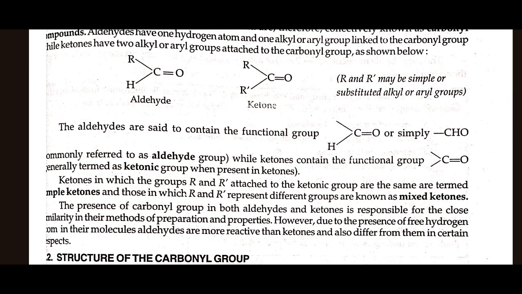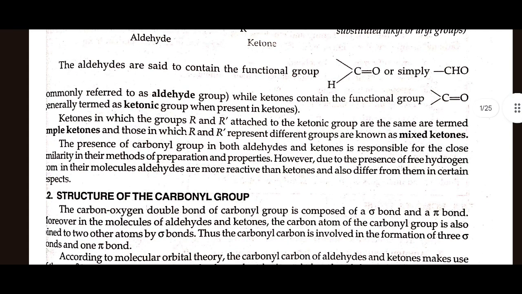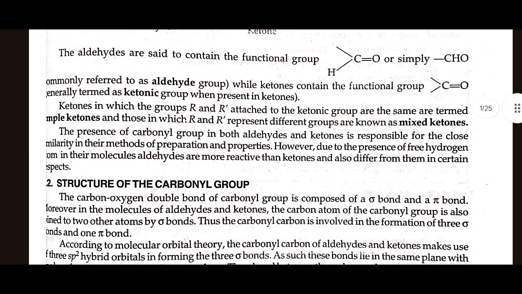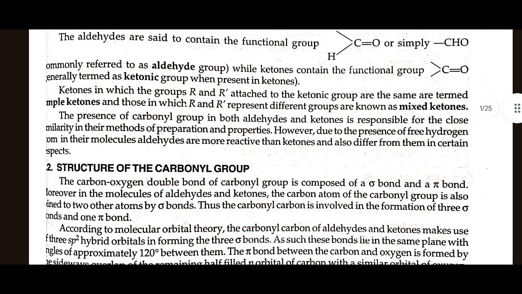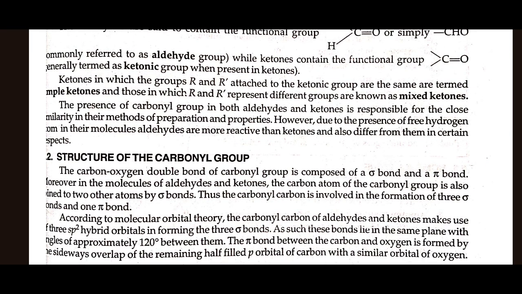R and R dash may be simple or substituted alkyl or aryl groups. The aldehydes are said to contain the functional group CHO, commonly referred to as the aldehyde group, while ketones contain the functional group CO, generally termed the ketonic group. Ketones in which the groups R and R dash attached to the ketonic group are the same are termed simple ketones, and those in which R and R dash represent different groups are known as mixed ketones.